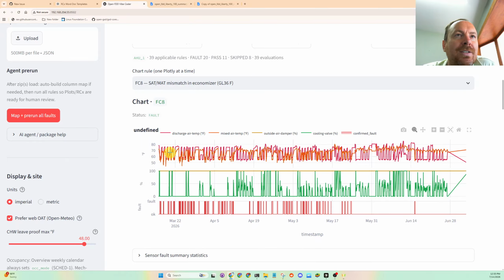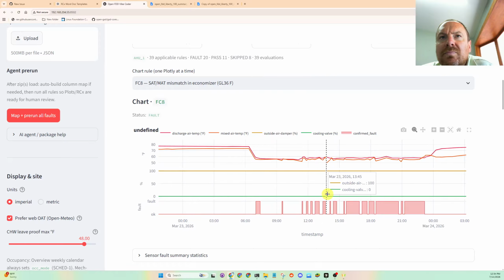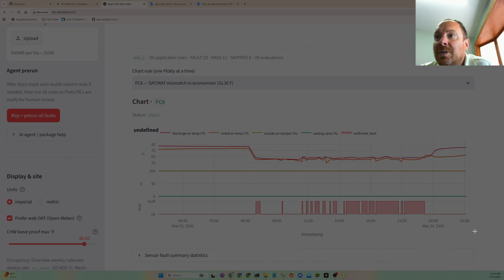Okay, so this is temperature. This is percentage up here. All data model driven. So this is mixing air temp, discharge air temp, outside air damper, cooling valve, and confirmed fault. So let's zoom in on a confirmed fault. There's not much of a deviation here, a little bit. Let's just take a note. I'm going to screenshot this day. This is a day in March, which in theory would be perfect.